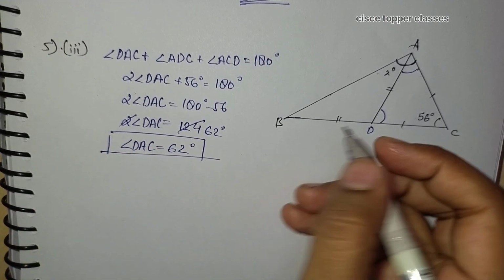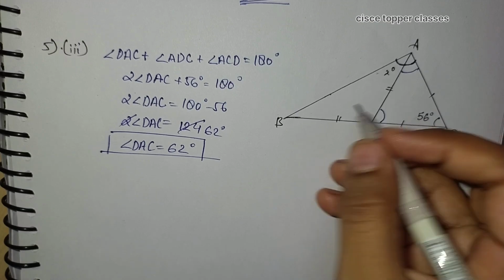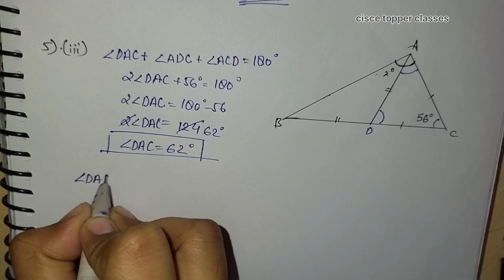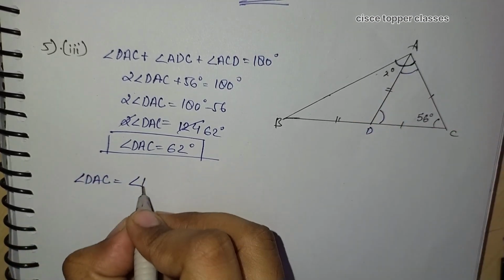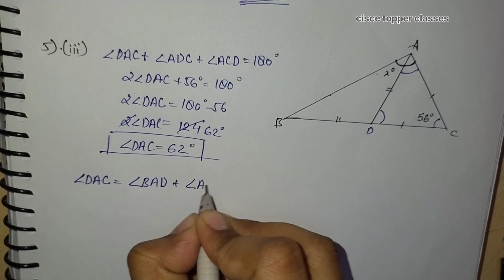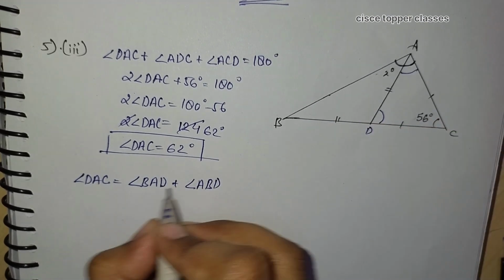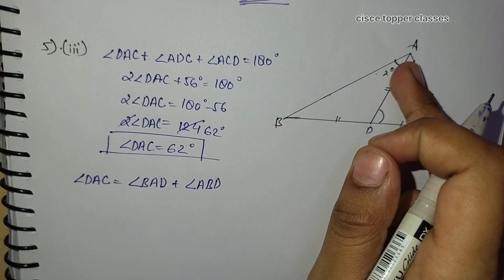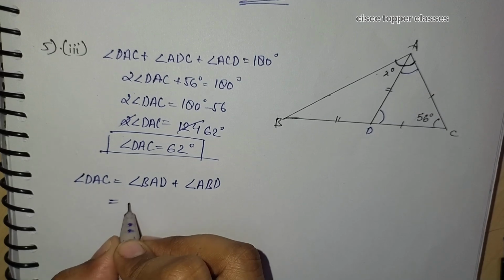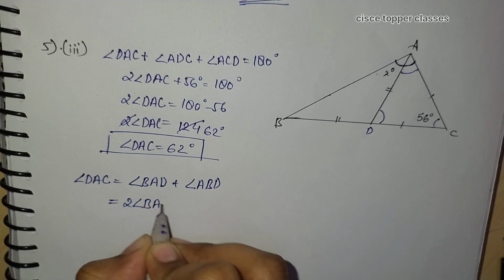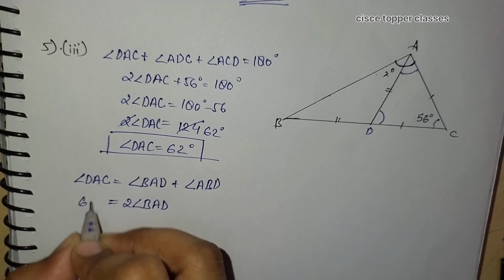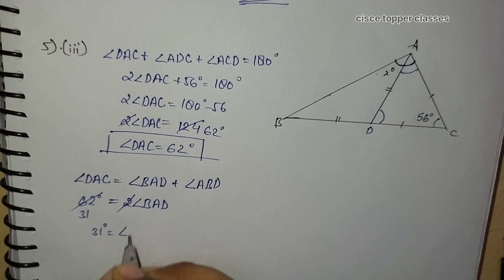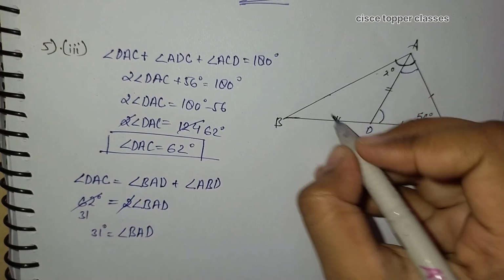Now we want to find the value here, because this angle is 62 degree, means these two angles sum is the exterior angle. So we can write angle DAC is equal to angle BAD plus angle ABD. These two angles are also equal because these are two sides which are equal. So opposite angles to the equal sides are the same. So we can write here as 2 BAD because these two angles are equal, and here DAC is equal to 62 degree, we have proved above. So this will be 31 degree. From here we got angle BAD is equal to 31 degree.